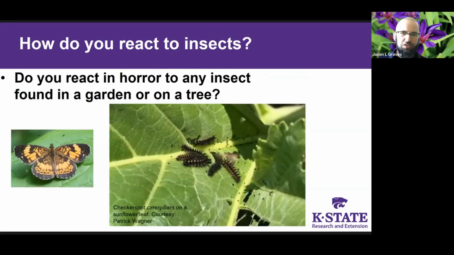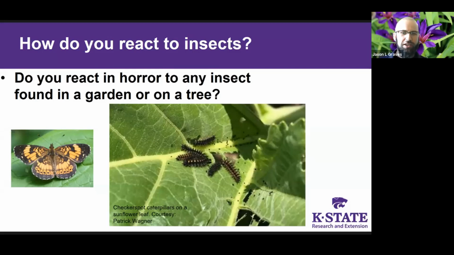And I like to ask the question, when I work with various groups, how do you react to insects? Do you react in horror when you see insects on a garden or tree? And hopefully, as a result of some of this knowledge that's increasing and the awareness that's growing, we're less likely to do that.